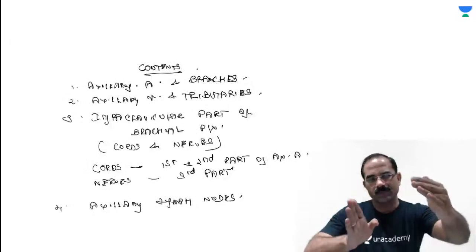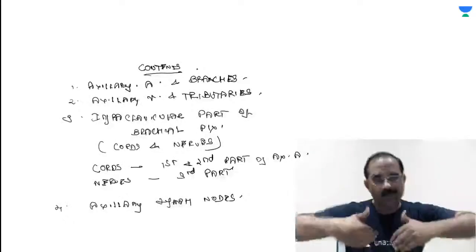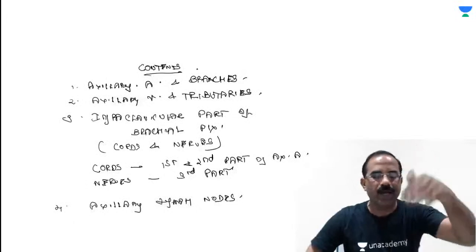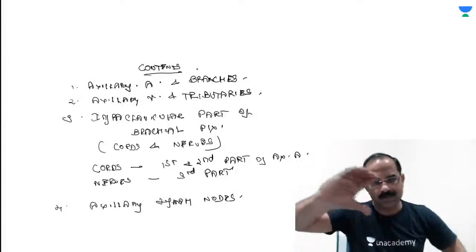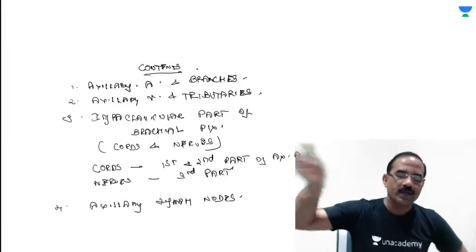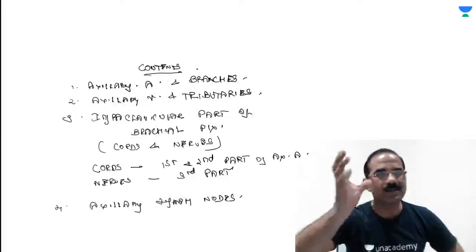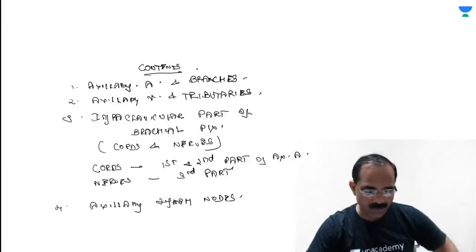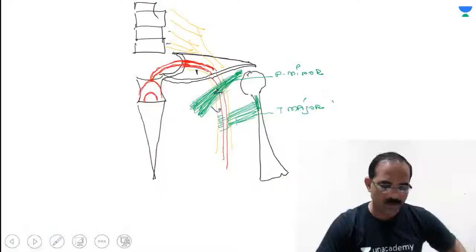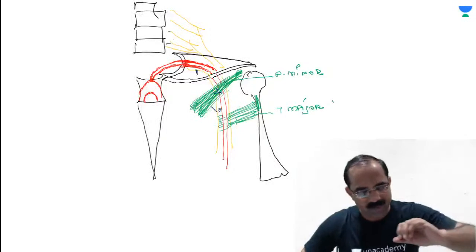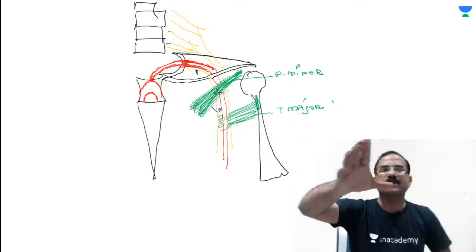In boundaries, one is anterior wall, one is posterior wall, one is medial, one is lateral, and one is the apex of the axilla. Just to revise it fast, the anterior wall of the axilla is formed by the pectoralis major, the pectoralis minor, and the subclavius. The posterior wall is formed from above downwards by the subscapularis, the teres major, and the latissimus dorsi. The medial wall is formed by the ribs and serratus anterior. The lateral wall is formed by the humerus and the coracobrachialis. The apex: anteriorly is the clavicle, posteriorly is the scapula, medially is the first rib.